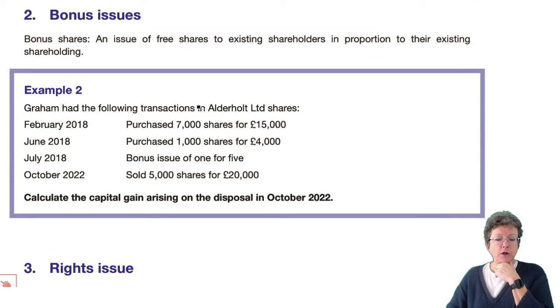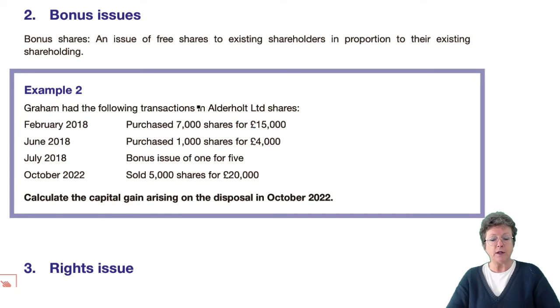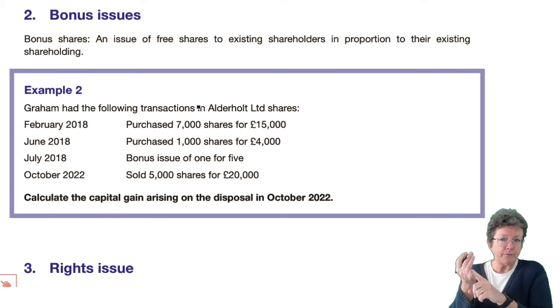Now, mentioned earlier bonus issues. A bonus issue is a free issue of shares to existing shareholders in the proportion of their existing holding. So we have here an example of Graham, who had the following transactions in a company called Alderholt. In February 2018, he bought 7,000 shares. In June 18, he bought another 1,000 shares. Now, in July, there was a bonus issue of 1 for 5. And then in October 2022, he sold 5,000 of those shares.